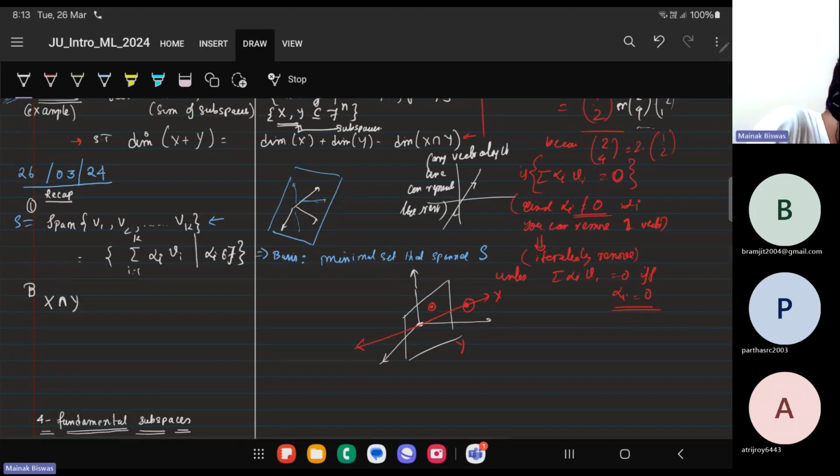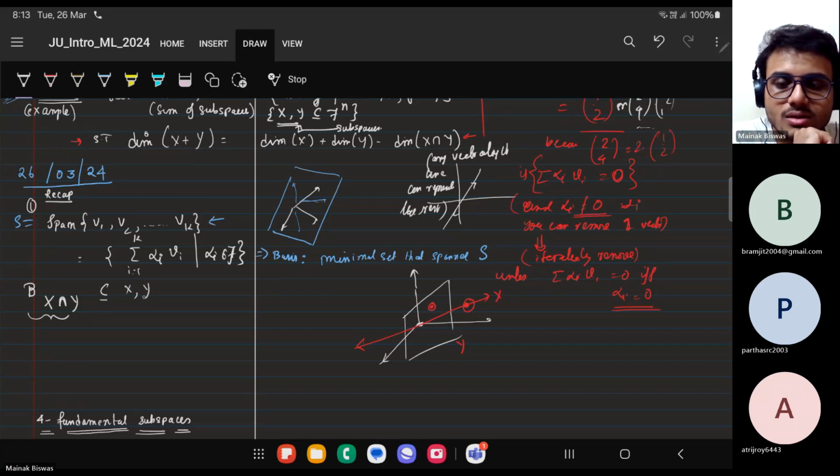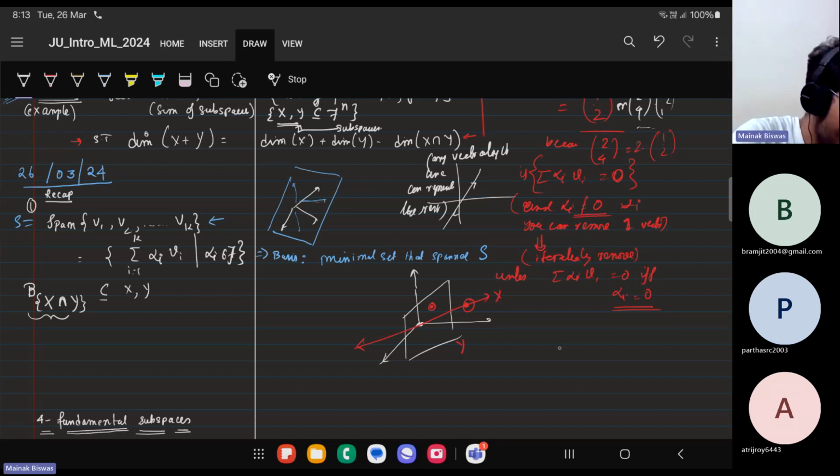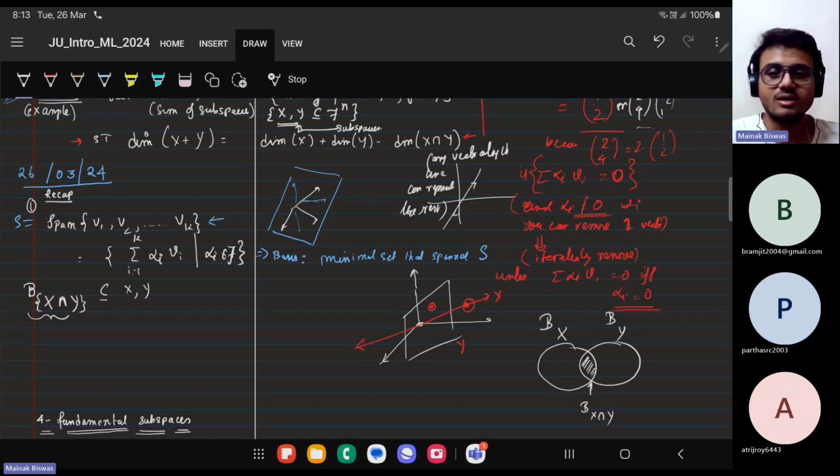So, the basis vectors of X intersection Y would belong to both X and Y, right? These are the basis vectors of X intersection Y. Do you agree? Because they are basis vectors. Say these are the basis vectors of X, these are the basis vectors of Y, so let me write Bx, By, and B of X intersection Y, right?